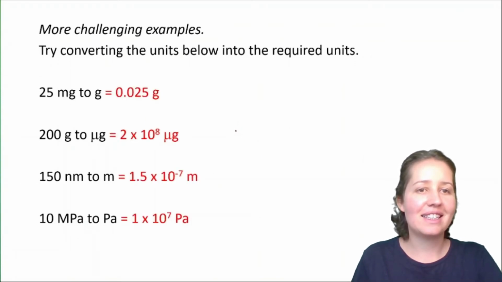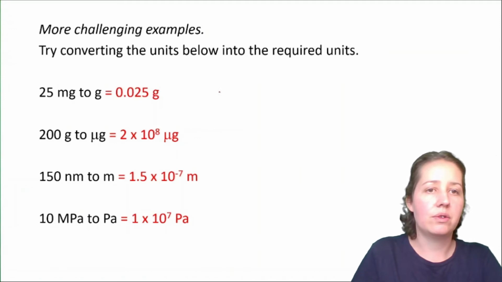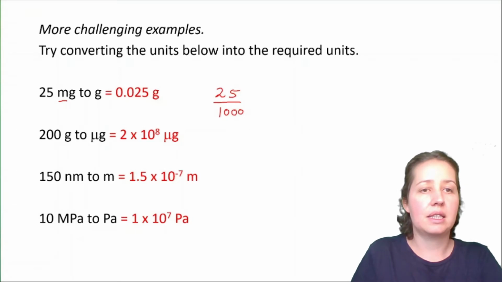Let's have a look at the answers. Here you go, in the correct units. So let's take a minute to work through how we got those. So 25 milligrams to grams. Milli is 1,000, so I am dividing by 1,000 here. I'm getting smaller. So 25 divided by 1,000 gives me 0.025 grams.